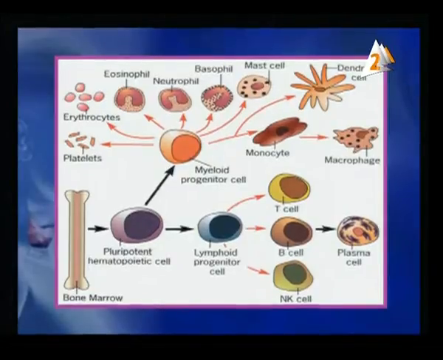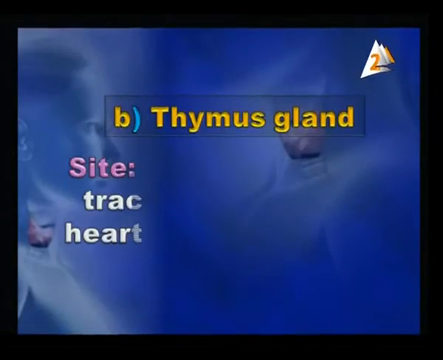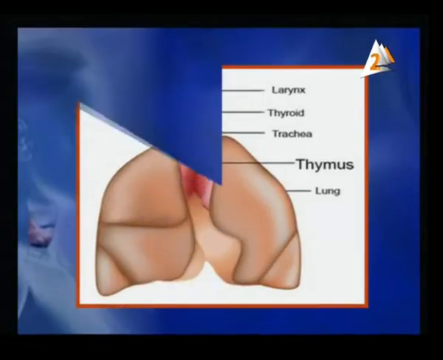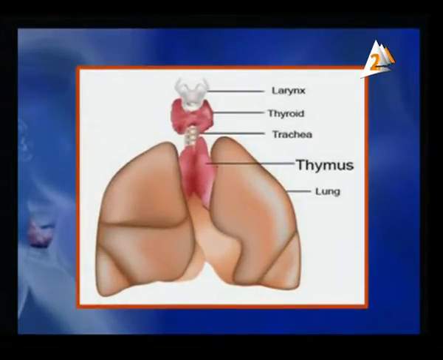The thymus gland is the second organ. The thymus gland is found on the trachea above the heart and behind the sternum. It secretes an important hormone called thymosin. The thymosin hormone stimulates maturity of the lymphoid stem cells into T cells and their differentiation into different types inside the thymus gland.